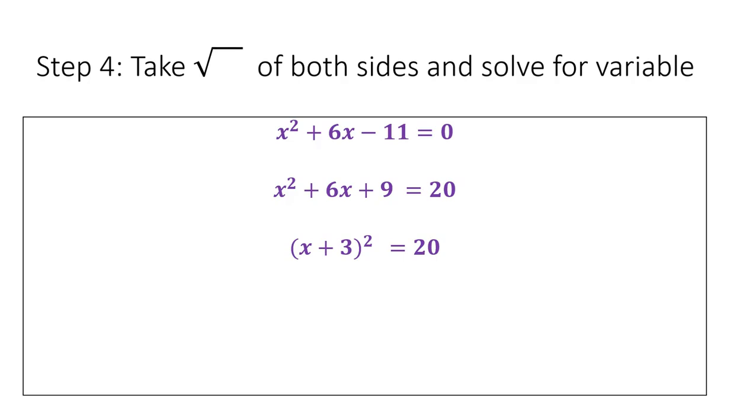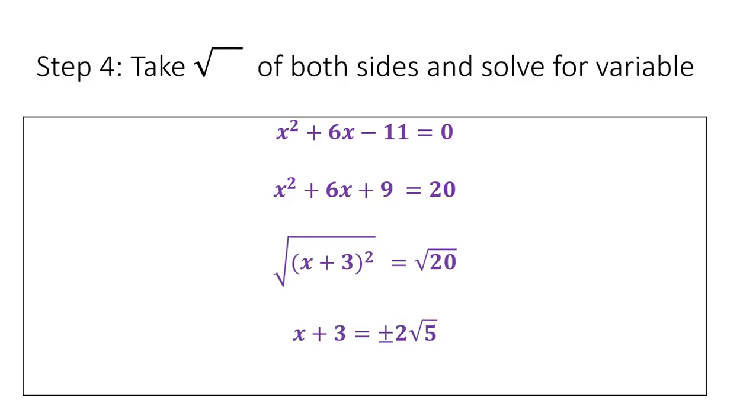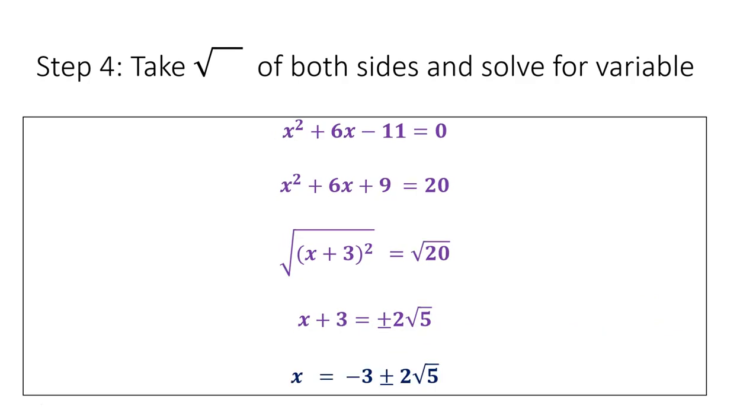Take the square root of both sides and solve for our variable. So we'll take the square root of all of x plus 3 squared and the square root of 20. That left side just turns into x plus 3. The right side, remember to use plus minus, is plus or minus 2 square root of 5. We want to get x by itself, so we'll take this plus 3 over on the left, subtract it from both sides so it shows up on the right, and we'll get x equals negative 3 plus or minus 2 square root of 5. Those are the solutions.